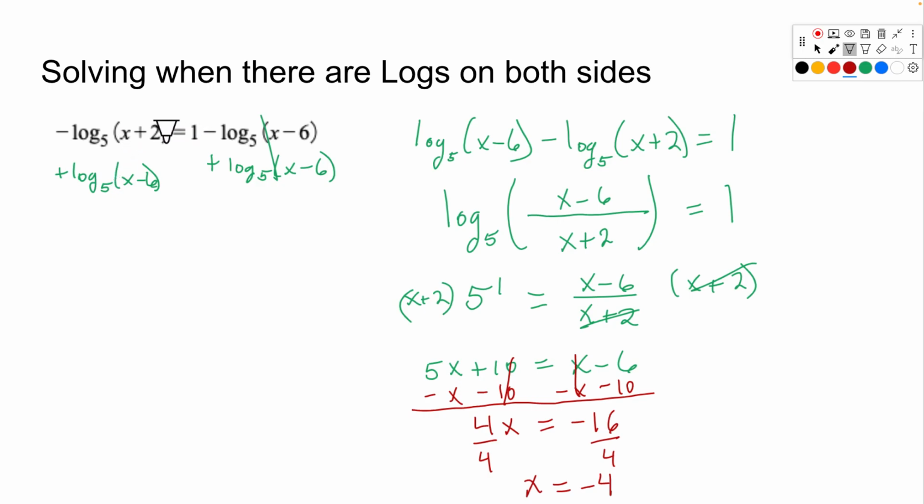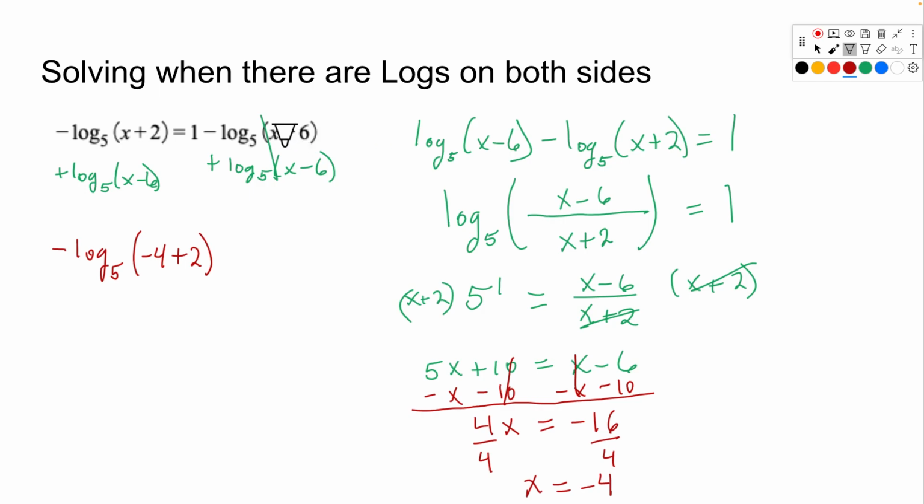So we have to come up here. Can I plug it into this one? I get negative log base 5 of negative 4 plus 2. Uh-oh. That looks like a problem, right? Because I'm going to get negative 2. I can't get an answer. That's undefined. Boom, we're done. We don't even have to check.